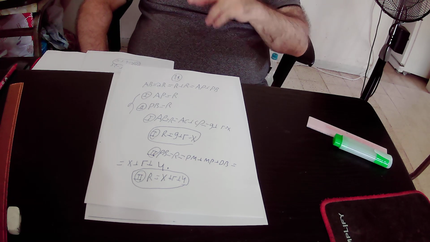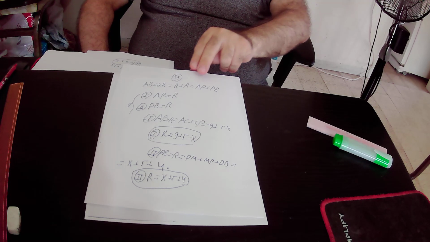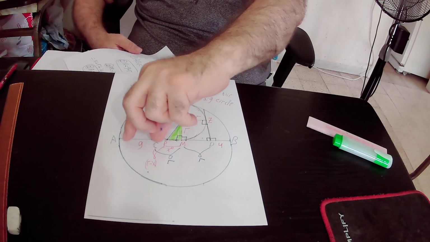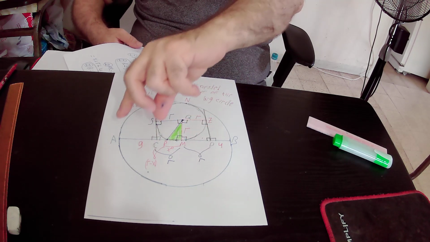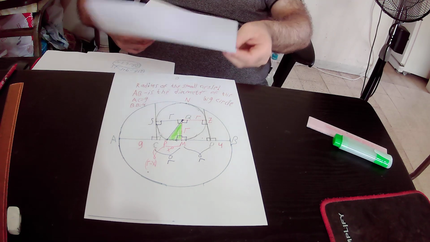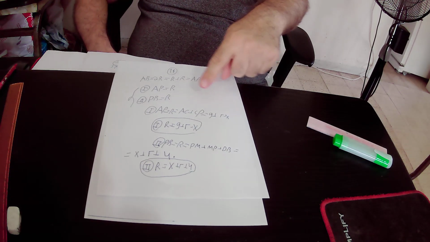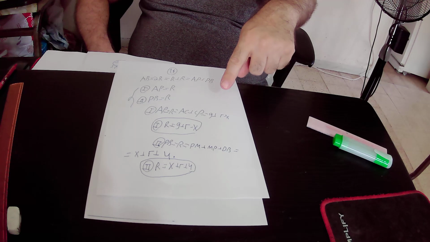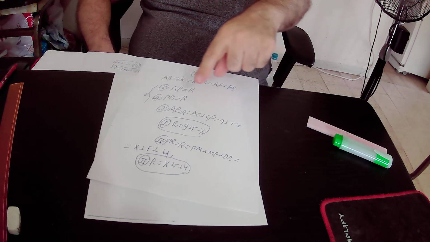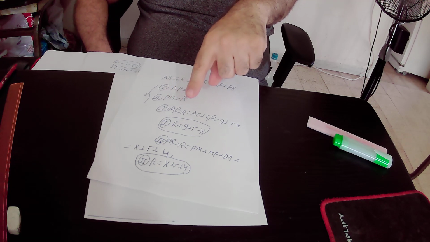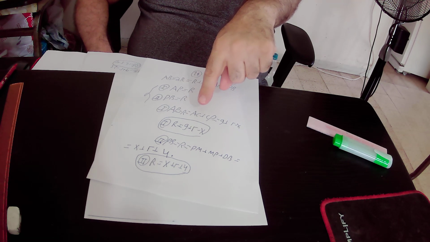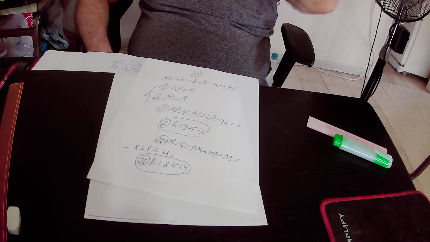So AP equals the radius of the big circle, and AP equals AC plus CP, but AC equals 9 units and CP equals R minus X. So in total we got that AP, that is the radius of the big circle, equals 9 plus R minus X. So equation number 1 states that the radius of the big circle equals 9 plus small r minus X.